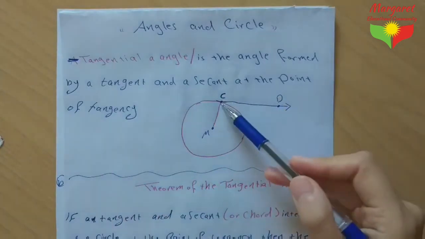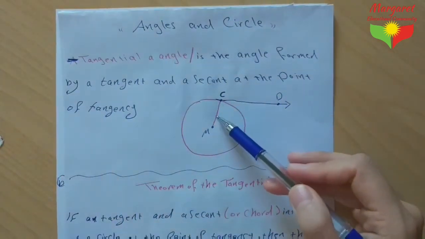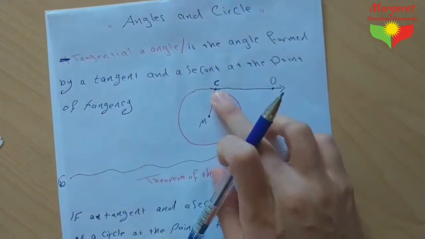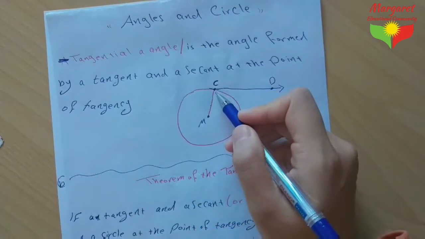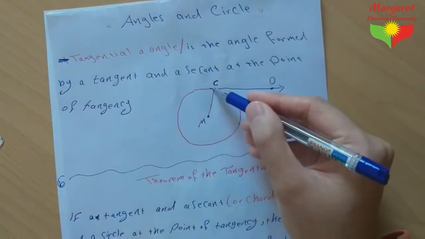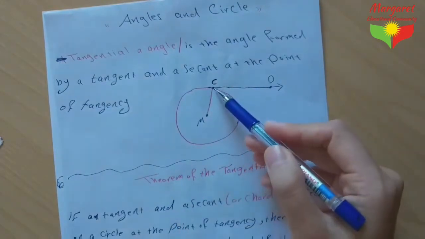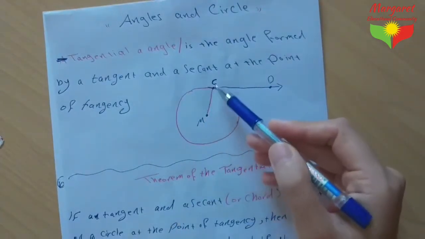Why? Because it intersects the circle and is perpendicular to the radius of the circle. It intersects the circle at this point, which is called the point of tangency, and this line is called the radius. Always the tangent line is perpendicular to the radius of the circle.